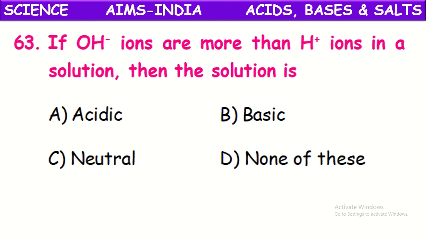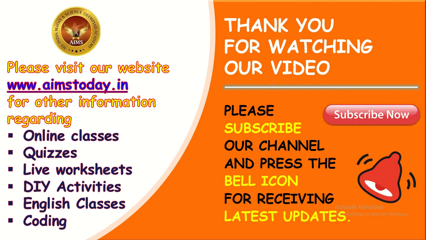Next, if OH minus ions are more than H plus ions in the solution, then the solution is? OH minus ions cause basic nature, H plus ions cause acidic nature. If OH minus ions are more, what will the solution type be? Basic. If OH minus ions are more, the solution will be basic in nature.